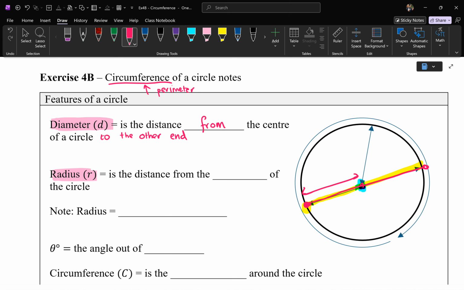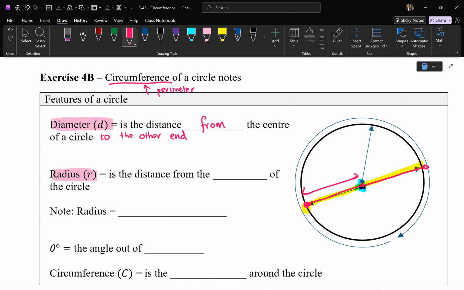from one end of the circle to the center. Because that's all you need. Because in a circle, it's symmetrical. So if you know this length, then you know the other length. Because they're symmetrical, it should be the same. So double the radius makes one diameter. That's the reason why we know radius.